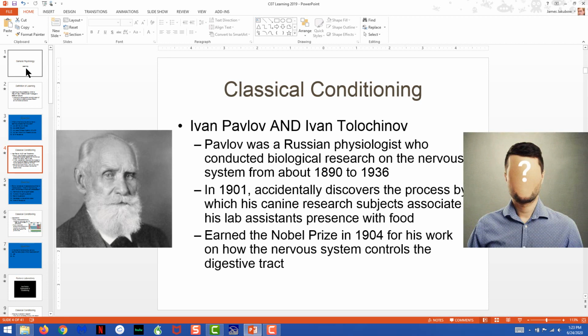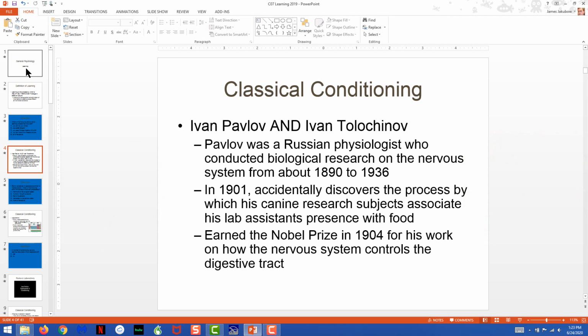Now, Pavlov was a Russian physiologist. Essentially, you would refer to him as a doctor of biology today. And he conducted a lot of biological research on the nervous system between about 1890 up until his death in 1936. Back in 1890 or so, after getting his doctoral degree, he started to work at the University of St. Petersburg.